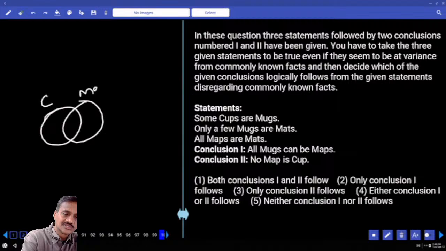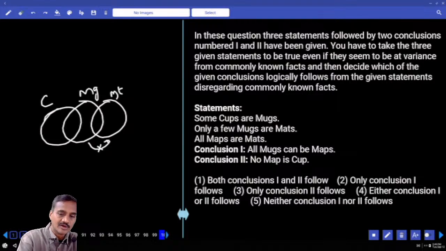Only a few mugs are matte. Only some mugs are matte but not all. Only some mugs but not all. And all maps are matte. Now all these maps are what? All maps are matte.